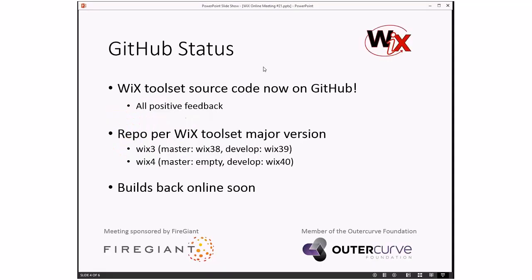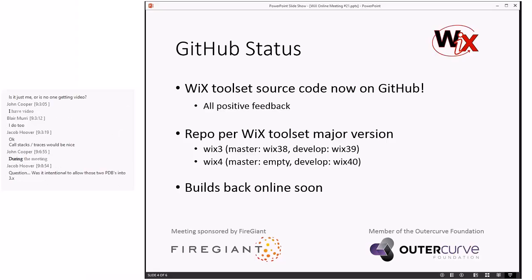What's next? GitHub status. My hope is that this is kind of the last time I talk about this concept here. And by the way, John, thank you for mentioning again that we covered this last time.